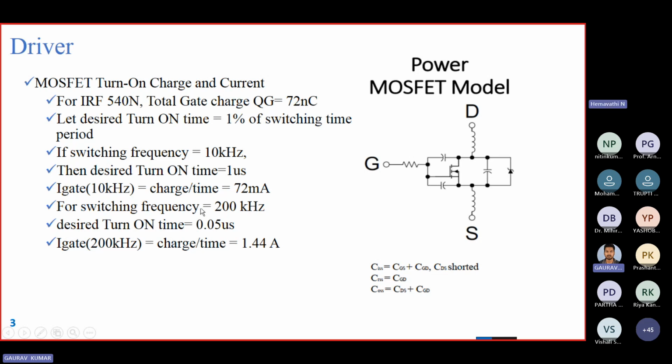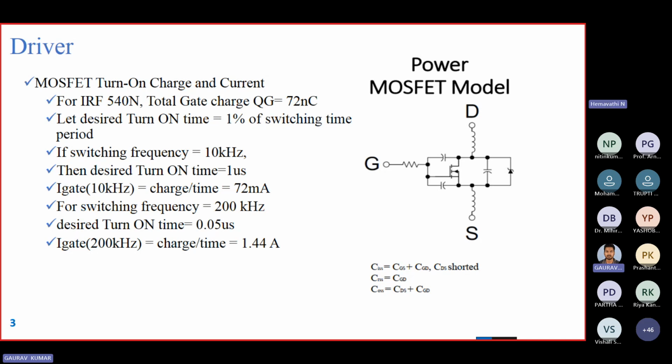So here we can see that if we go for the higher frequency, the current requirement is increased. Okay, so when we go for higher frequency switches in the converters in any application, then we go for a stronger driver circuit, which can provide more output current.